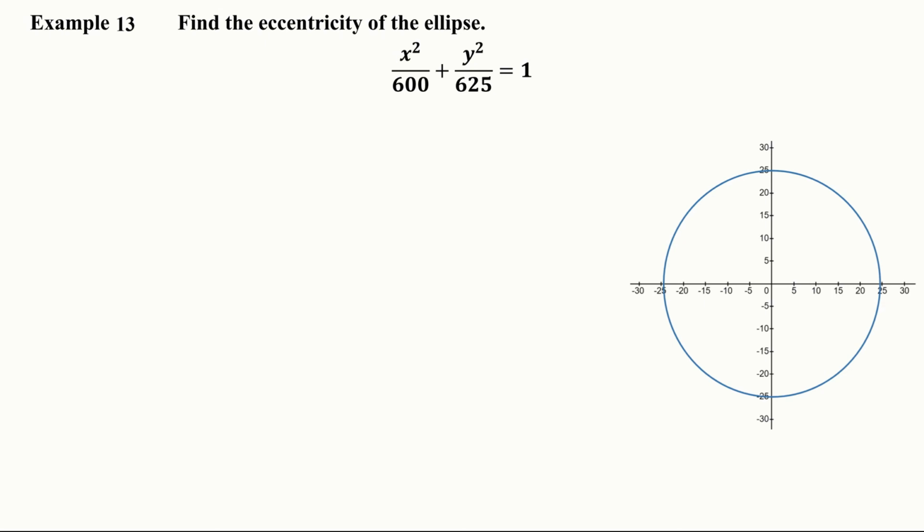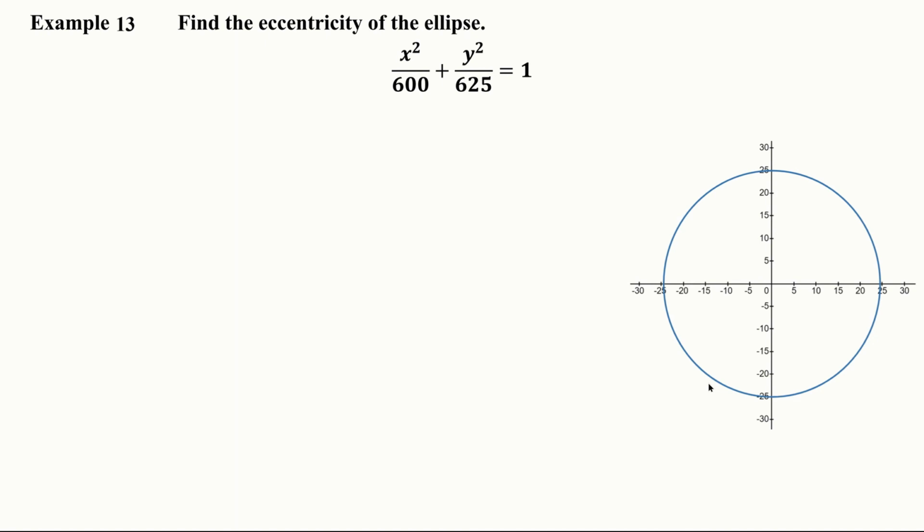All right, for this example, we're going to revisit an ellipse which we already saw in example number 7. And if you recall from that example and also from this graph, you can see that this is a nearly circular ellipse. So we would expect the eccentricity to be much closer to 0 than it would be to 1. So let's go ahead and verify that.